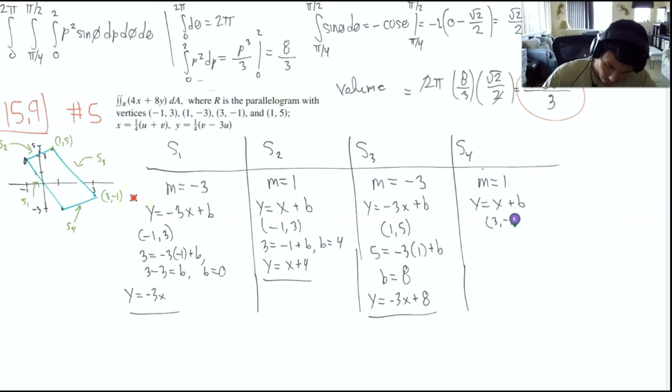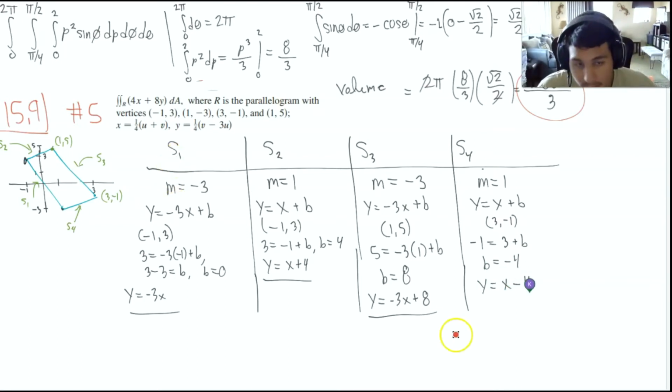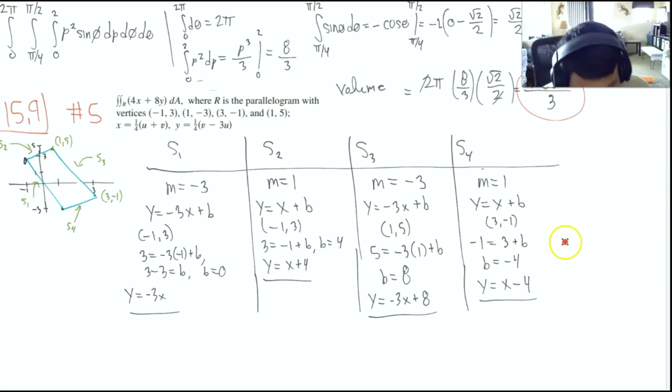3 comma negative 1. So y will equal negative 1. X will equal 3 plus b. B is equal to negative 4. Y is equal to x minus 4. Let's check this with this point. If x was 1, it would be at negative 3. Yep, that's correct. So these are our correct S1, S2, S3, S4 equations that describe this plane in x and y.